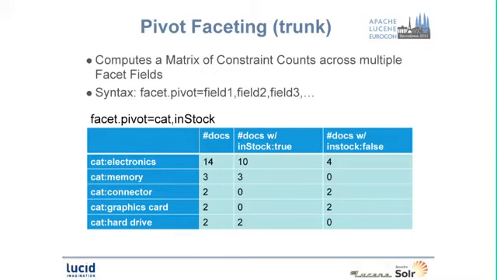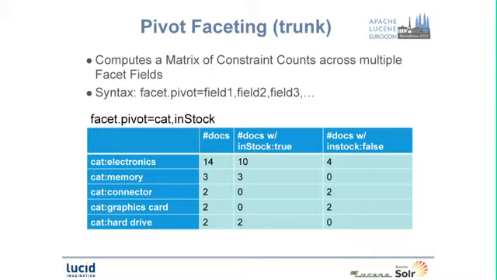Pivot faceting is something that's currently on trunk. That really lets you compute a matrix of counts, and you can pivot on any arbitrary number of fields. It's a sparse matrix. It would only be a full matrix if you asked for it to be, because for each pivot, it's based on the top number of results.